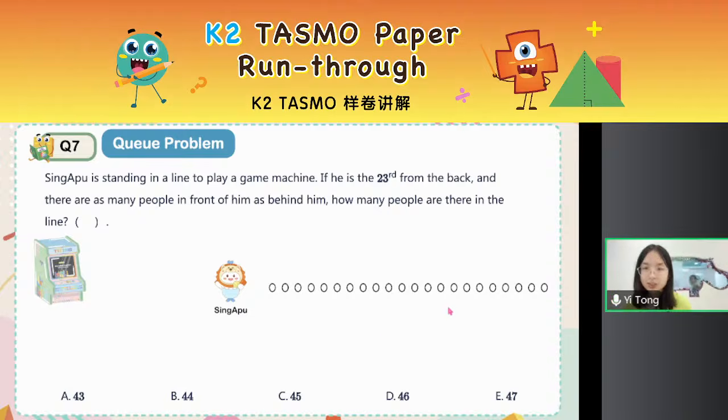22. Let's count one by one, okay? So you see, from the back means, is it left or right? Back means that is in the right. Okay, so the first, the second, third, all the way to 22nd. Okay, and Singapore is 23rd.